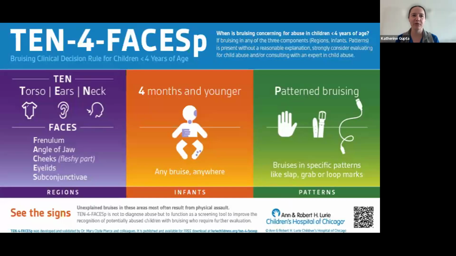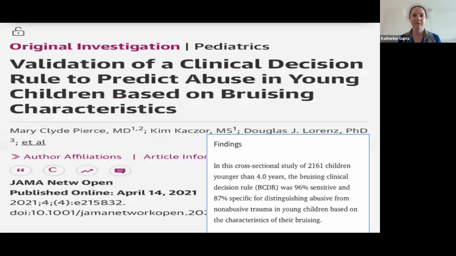So any patterned bruise, a bruise that takes the shape of an object, almost never got there accidentally. So that should really raise your concern for a suspicious bruising pattern. Next slide. Great. And this is in case anyone is actually interested in the literature. This was the original paper that the 10-4 faces P came out of, again published by Mary Clyde Pierce and her group. Next slide.